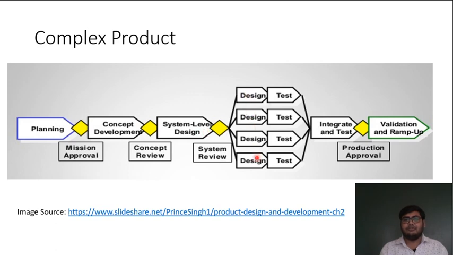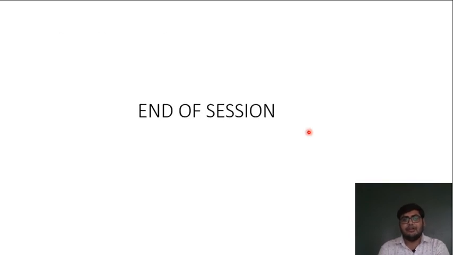There will be so many systems, and all these systems cannot be designed in a single go. So all these systems will be separated, and detailed design of each and every system and testing of each and every system will be done separately. And after all these systems are designed, we will integrate the systems and test again, and then after that we will validate our product, and then we will go for production. So complex products will involve designing each system separately and then integrating them for production. Okay, so this will be all and it will be the end of the session.